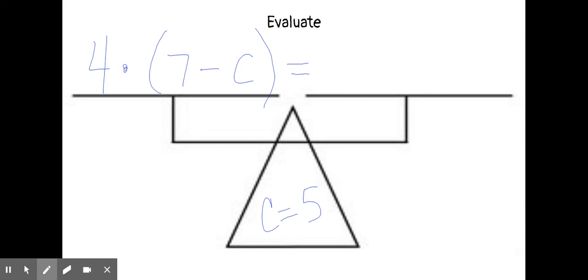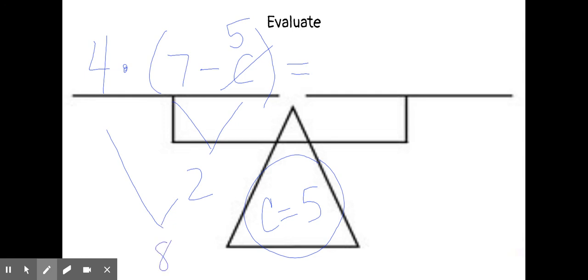Well, this is telling me that c already equals 5, so I'm going to cross out the c, and I'm going to substitute it with the 5. And now I can follow my steps. Remember, parentheses first. So 7 minus 5 is 2. And then 4 times that 2 is 8. And that 8 goes there. So when I substitute the c for 5, I get 8.